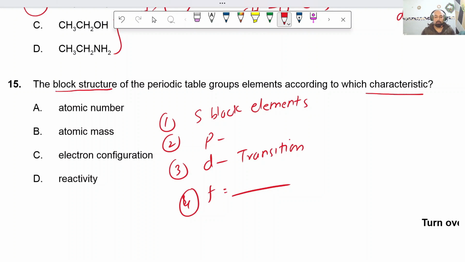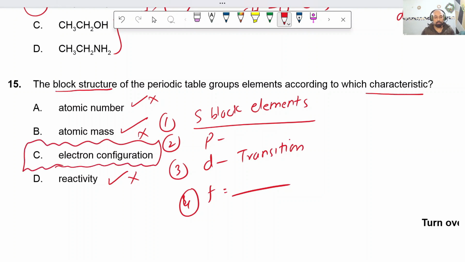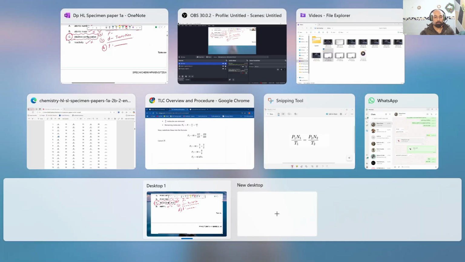Now, what will determine which block an element belongs to? Atomic number? No. Atomic mass? No. Reactivity? No. The only thing which will decide which block the element needs to be placed in is electronic configuration, right? If the electronic configuration falls in the S subshell, the element will be part of the S block. If electronic configuration falls in the D subshell, the element will fall in the D block, right? So C is the most appropriate answer for this question.